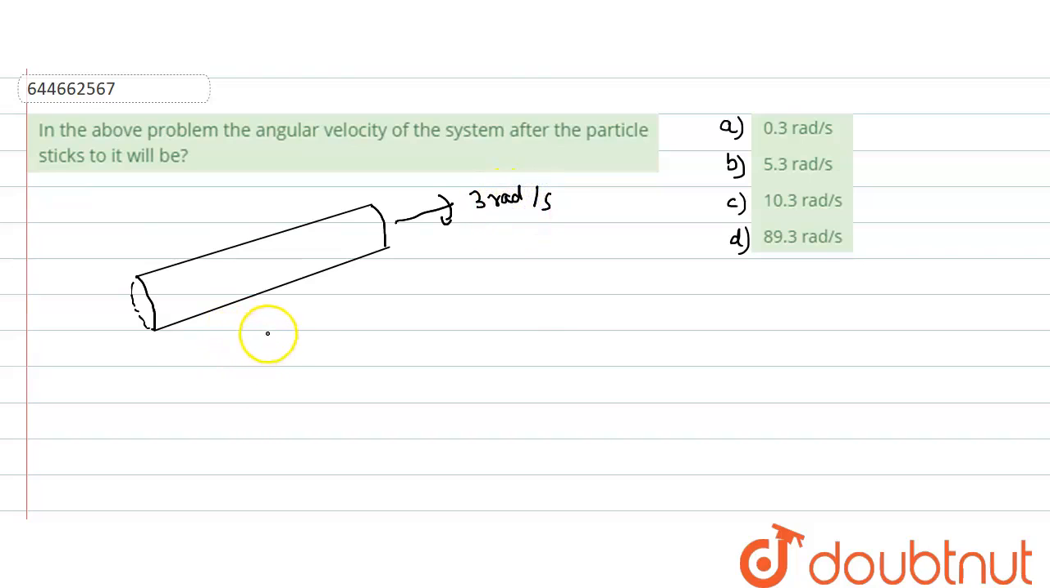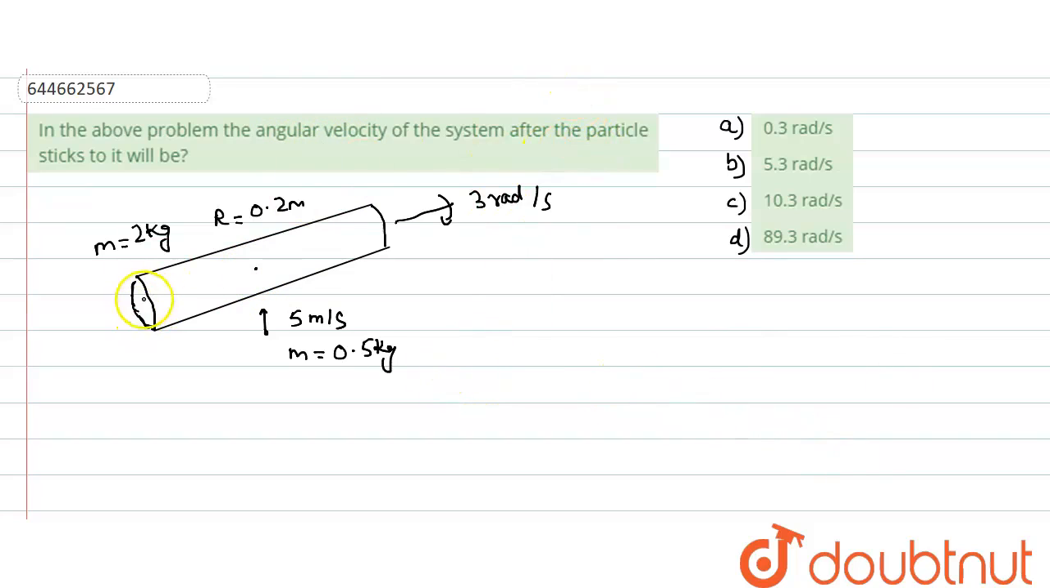Now there was a particle which came and hit the surface tangentially. The velocity was 5 meter per second and the mass of the particle was given as 0.5 kg. The mass of this solid cylinder was given as 2 kg, and its radius was given as 0.2 meters. So the particle comes and sticks onto this solid cylinder and we need to find the angular velocity.